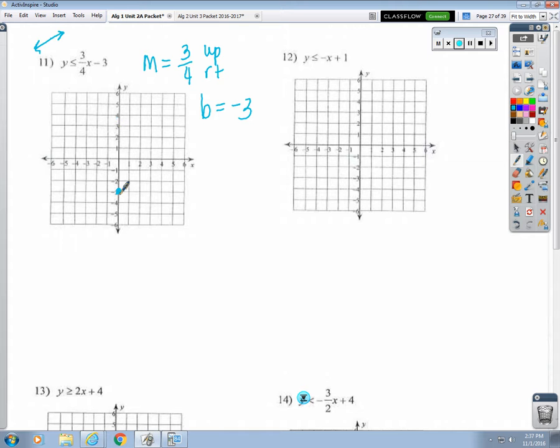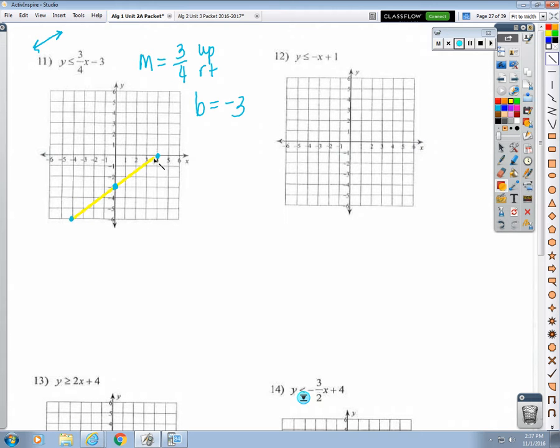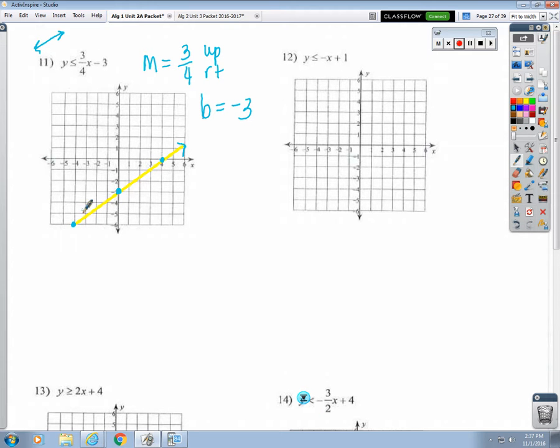Now, from our y-intercept of -3, we go up 3, right 4. Or, to get a point over here, we could have gone down 3, left 4. Do we do a dashed or a solid line? Solid, because there's an equal to bar under that less than sign. But since it is a less than sign, what numbers are less than -3? Numbers like -4, -5, and -6, or numbers like -2, -1, and 0? Below it are less than -3. So you shade below it.